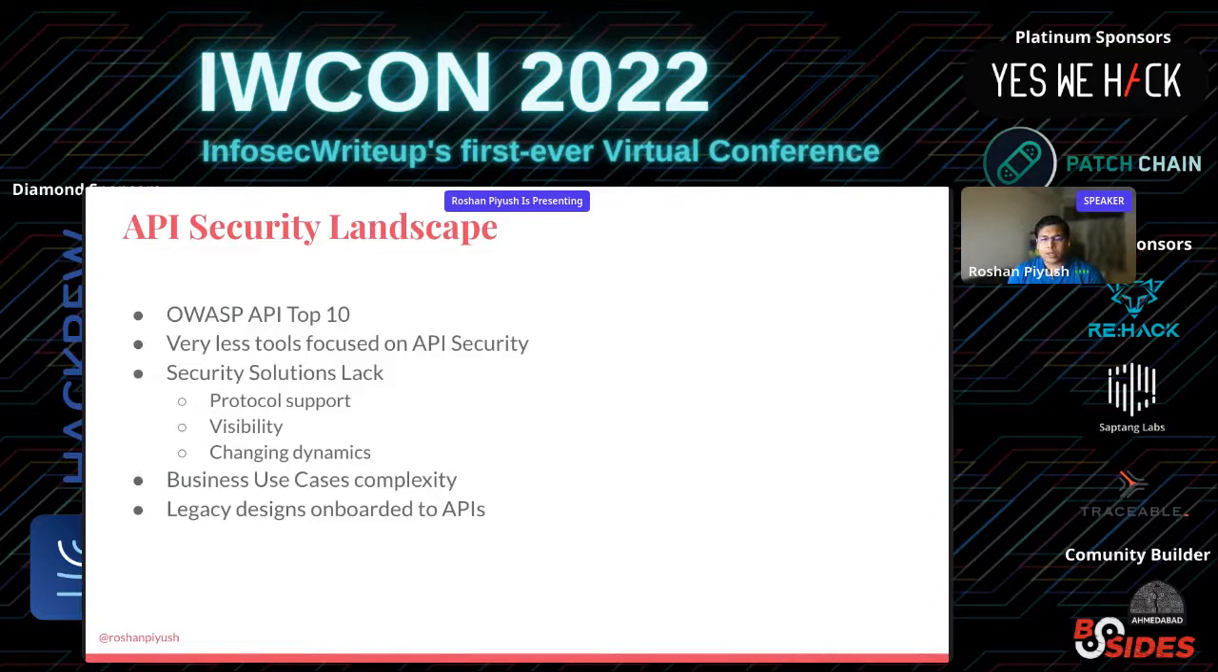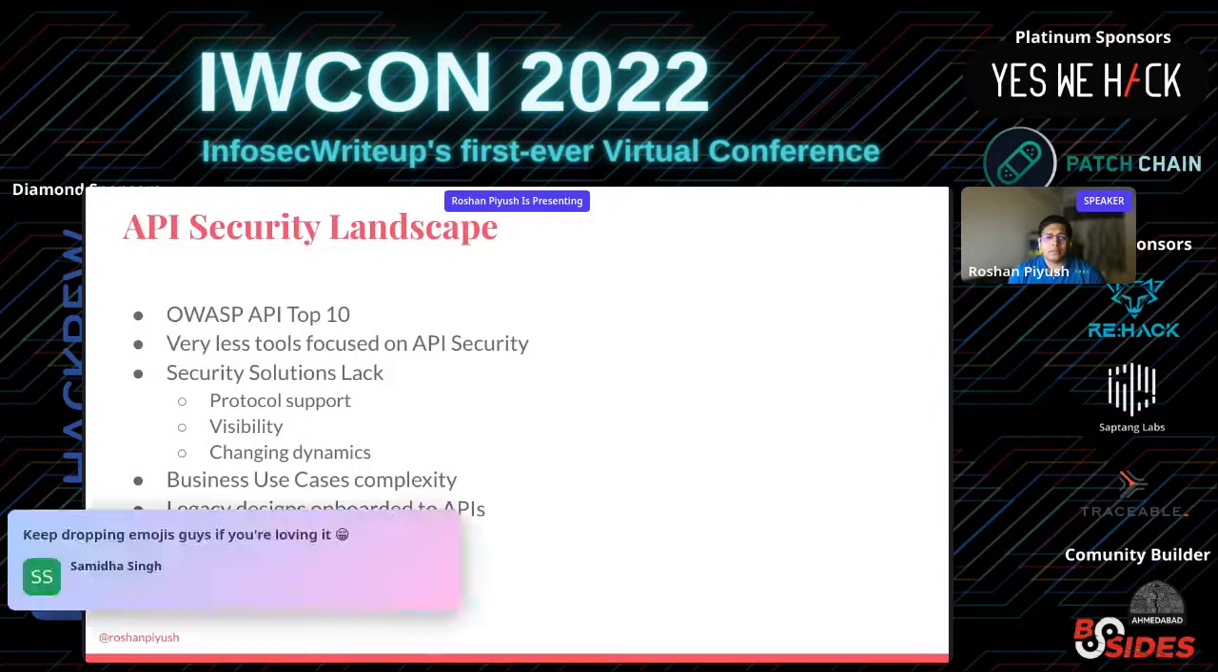And also legacy designs that have been there for web applications have been onboarded to APIs. So you'll see many of the practices that should have been followed are not being followed, and because of which many vulnerabilities arise. And there is always a catch-up game with the changing landscape, or even with making developers aware.